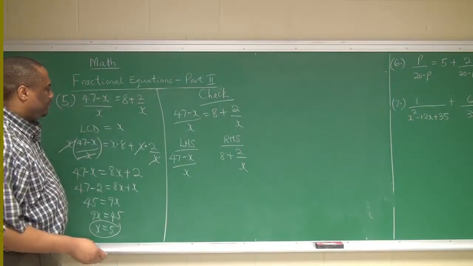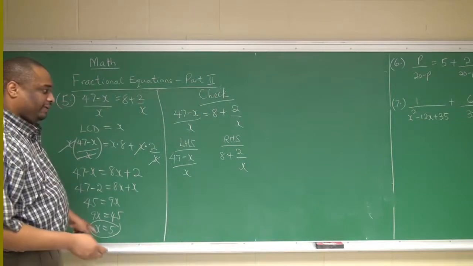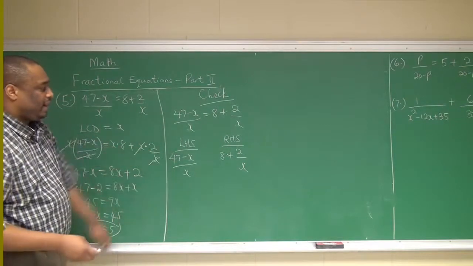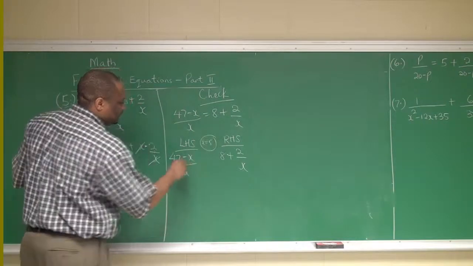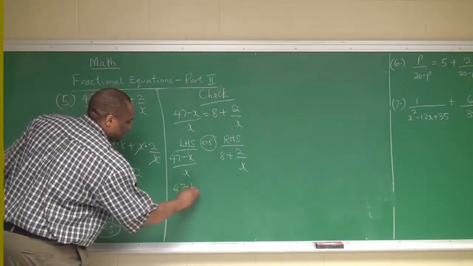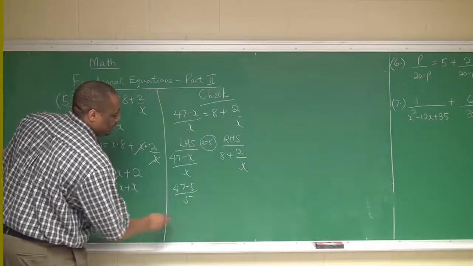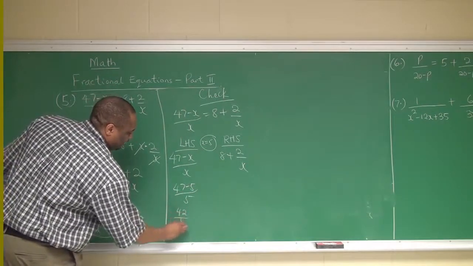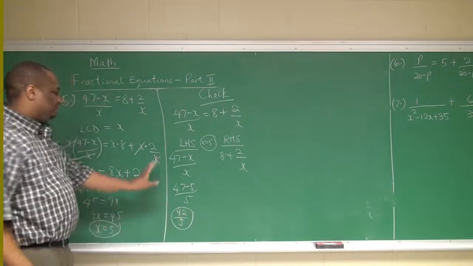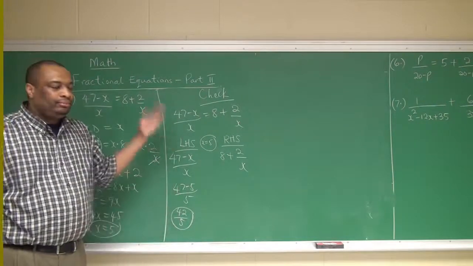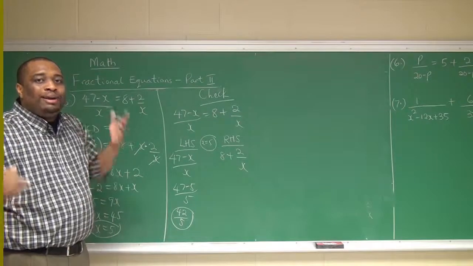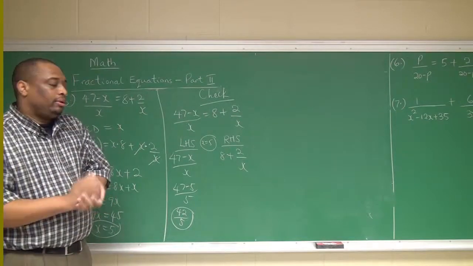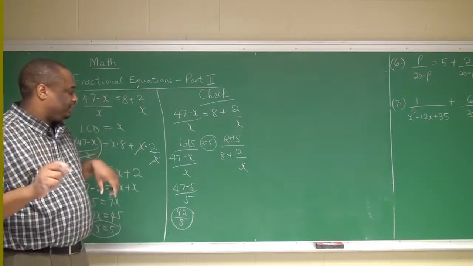Okay. So what did we get as our X? 5. So we substitute 5. Okay, our X is equal to 5. We substitute it. We have 47 minus 5 over 5, which gives us 42 over 5. We can just leave it like this, okay? We don't really need to convert it to a mixed number, unless you are asked to do so. Otherwise, leave it as an improper fraction.